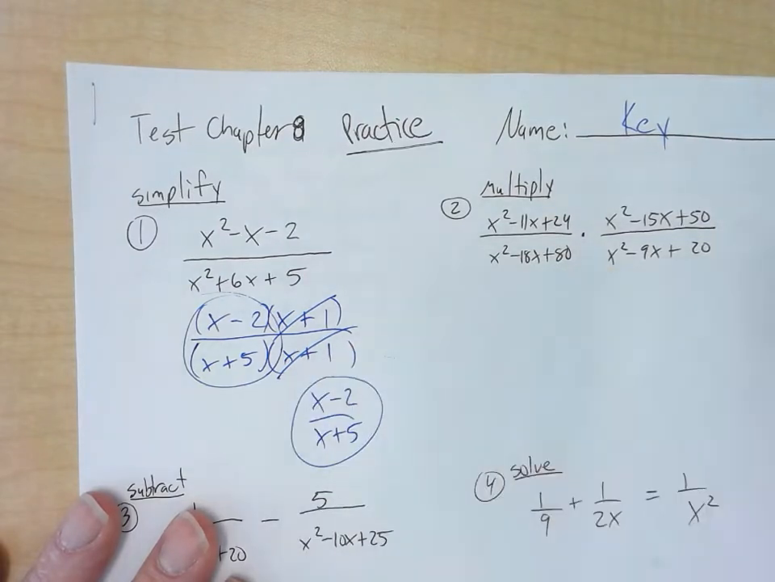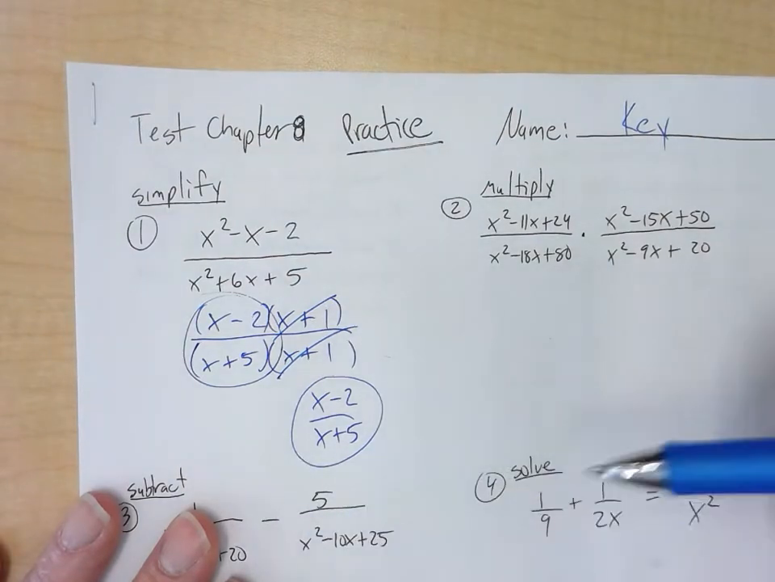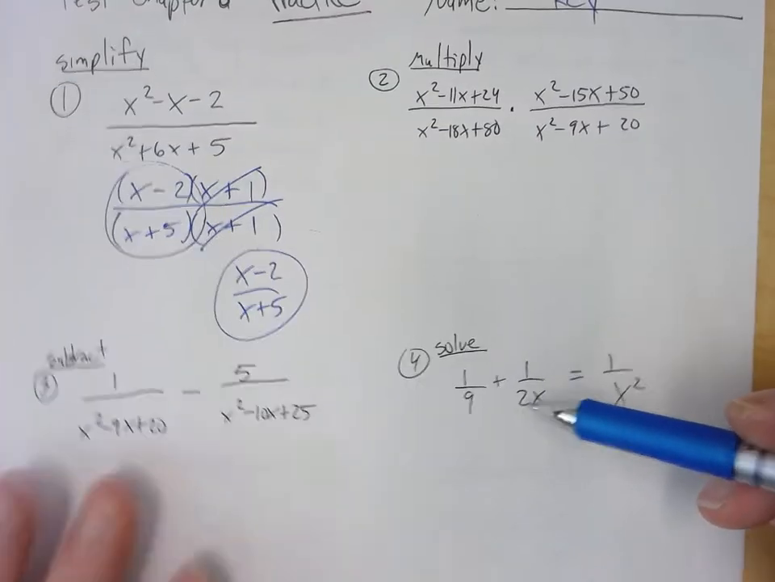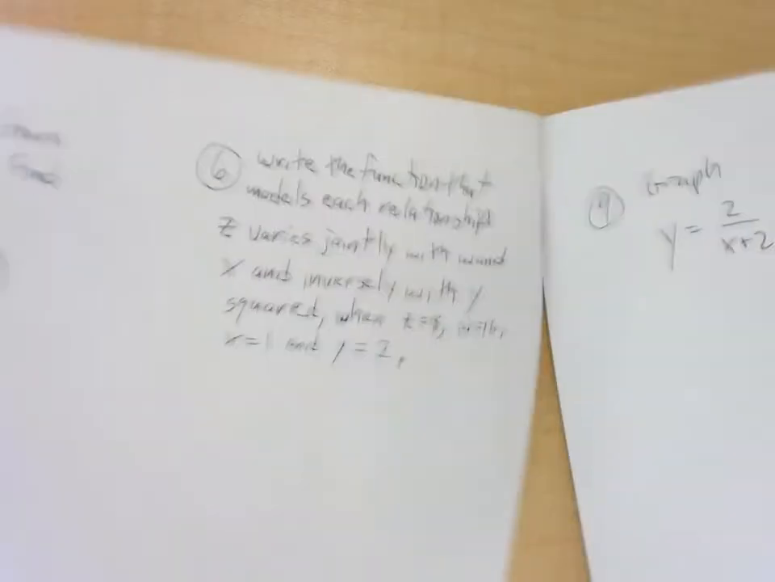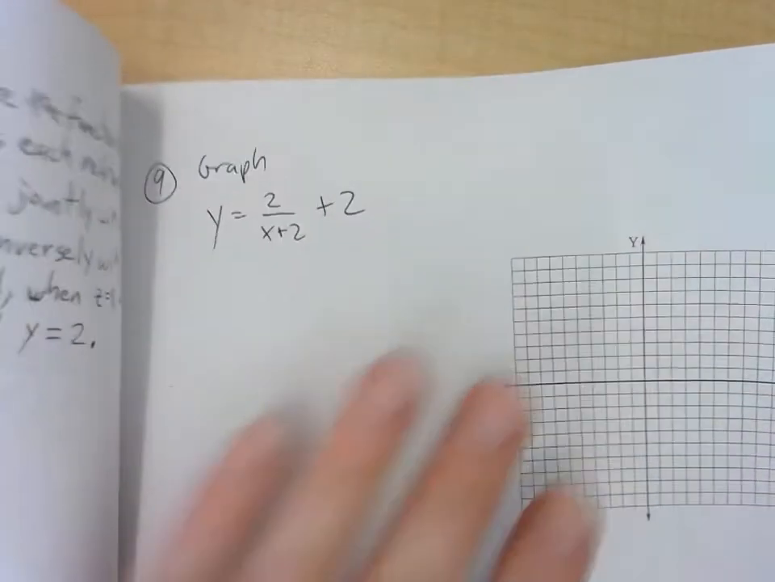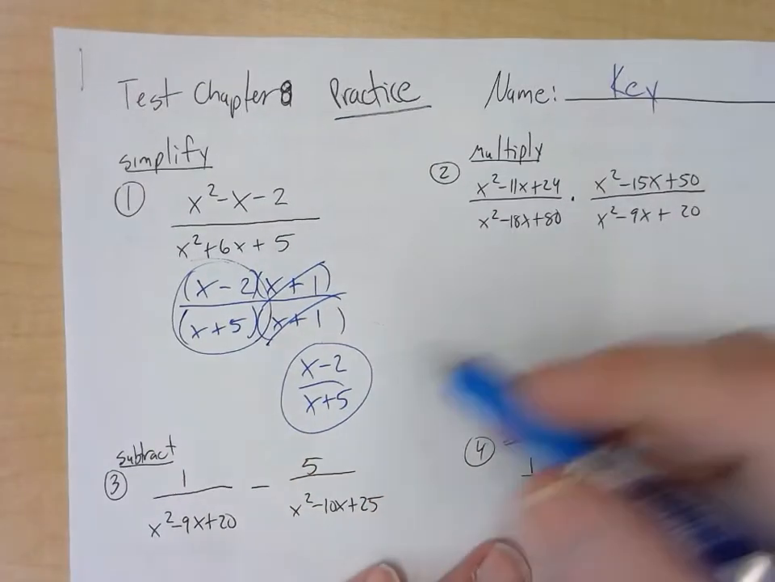Now on this practice test, or the test, I'm not going to ask you to tell me the restrictions. We're going to talk about restrictions when it comes to problem 4, problem 11 on the back here, and of course the restrictions when we graph, like creating the asymptotes. Okay, so there's the answer for this one.